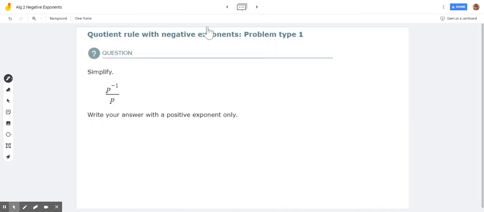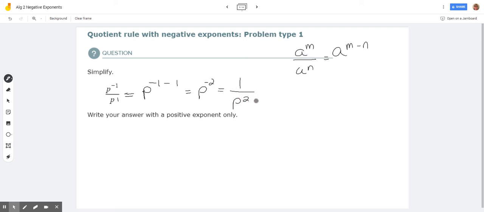Moving on. Okay, quotient rule with negative exponents. Here's the first type, easiest one. You're going to be using the same quotient rule. Remember, a to the m over a to the n is equal to a to the m minus n. In other words, we're subtracting. Same thing. So you rewrite it. p to the negative 1 minus 1. Subtract that bottom one. That becomes p to the negative 2 or 1 over p squared.